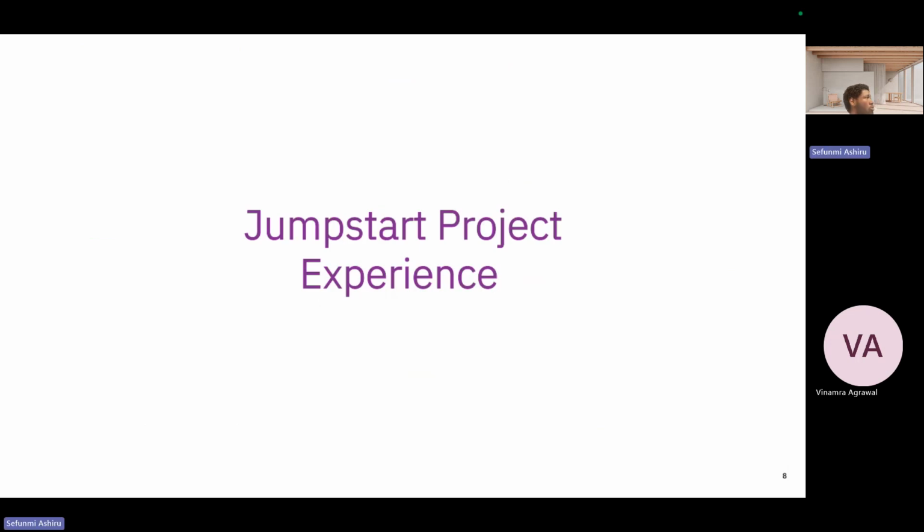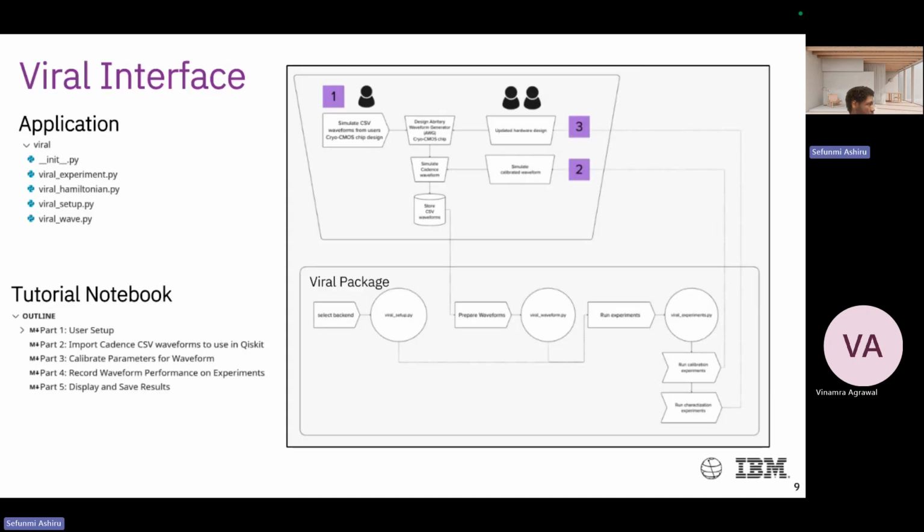Cool. So the Jumpstart project experience. This was our final package and architecture at the end of the day, and it comes as an application, which is a set of Python files with functions in them, and a tutorial notebook that goes through the steps the user would take from setting up and selecting a backend to importing their waveforms, calibrating those waveforms so they work as best as possible on that specific backend, and then recording and running experiments and verification tests, and finally saving the results.